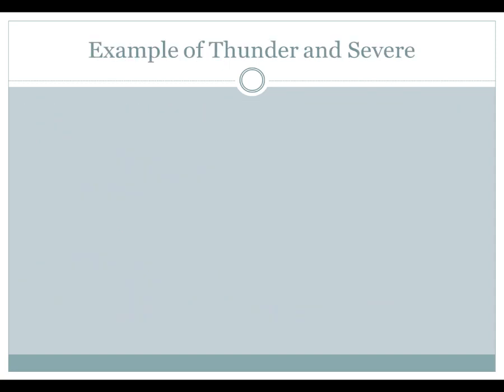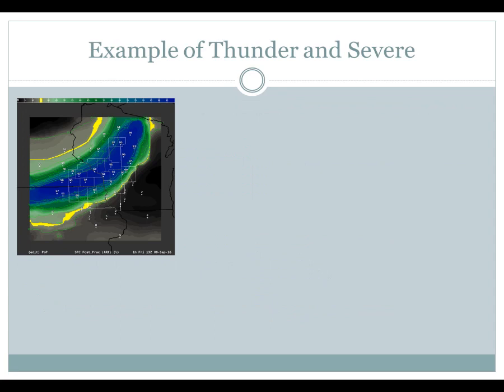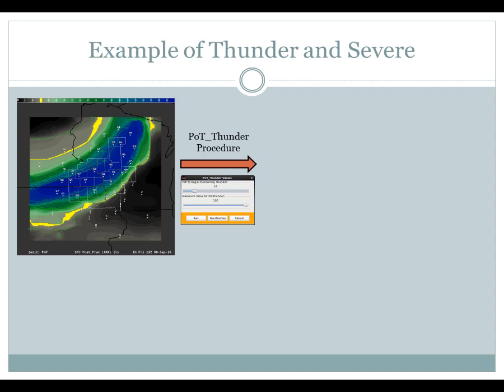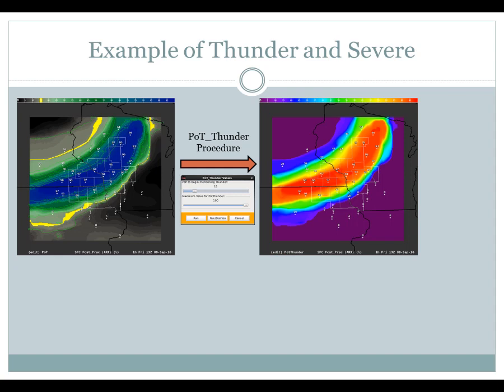So let's do an example with the thunder and severe. We'll take a fictitious line of showers in the POP grid, and we'll assume that all these showers are producing thunder, which is probably a big assumption. It's probably more spaced out than that, but we'll roll with it. We'll run that pot thunder procedure and it produces that. There's your line, pretty much identical. All right, now to take another level, we'll say some of these storms are severe.